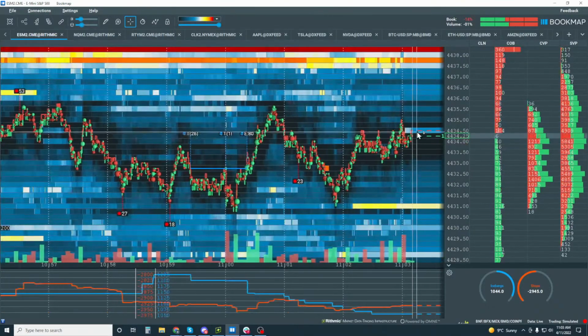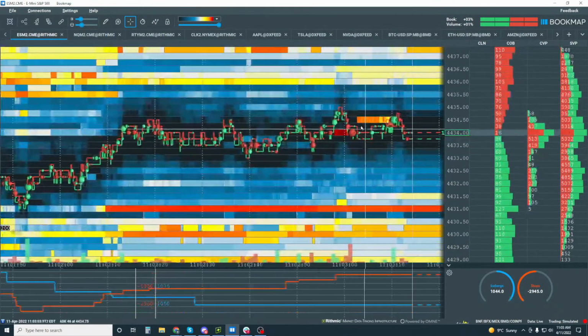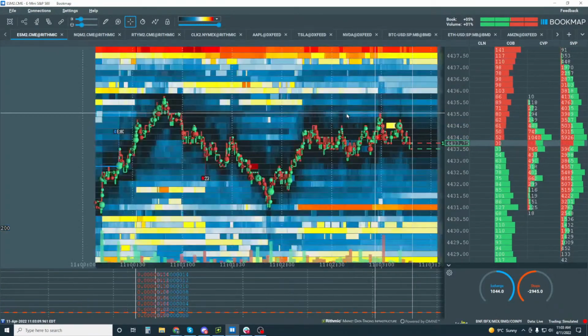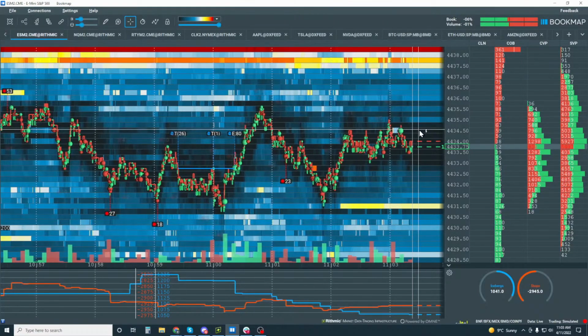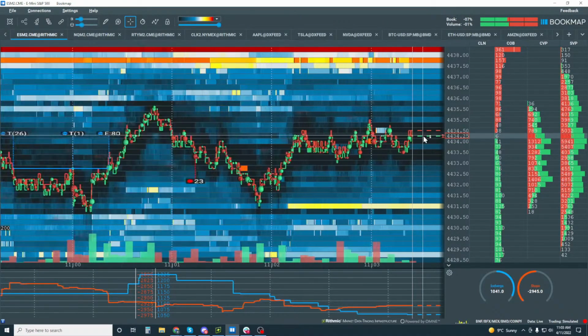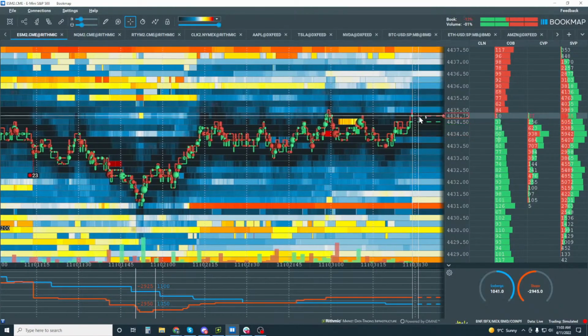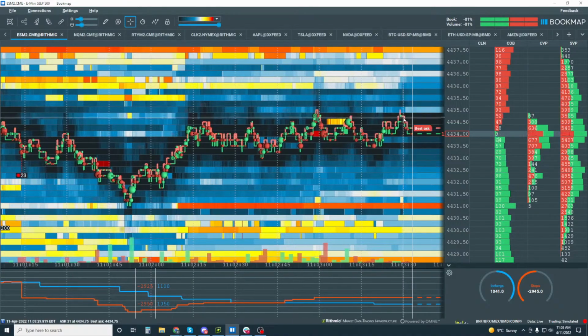Now, are we above it or below it? We're above it. Finding buyers again. Okay, we need to find them up here. 35. Okay, it's auctioning up here. Very little. Looking for buyers. All right, here we go.